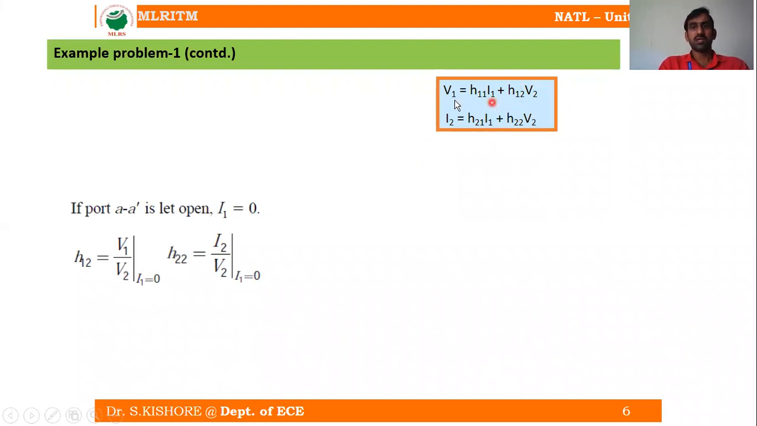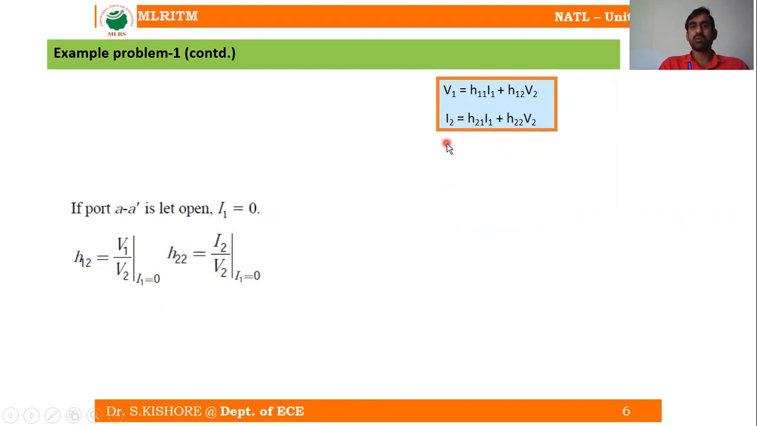H12 is equal to V1 by V2, which is nothing but the voltage ratio, the reverse voltage ratio, or the reverse transfer function, voltage transfer function, reverse voltage gain, open circuit voltage gain. Because I1 is equal to 0, it is the open circuit reverse voltage gain or open circuit reverse voltage transfer function.